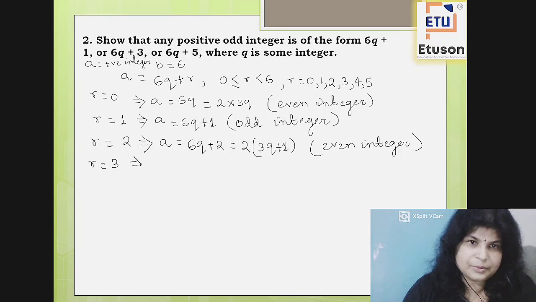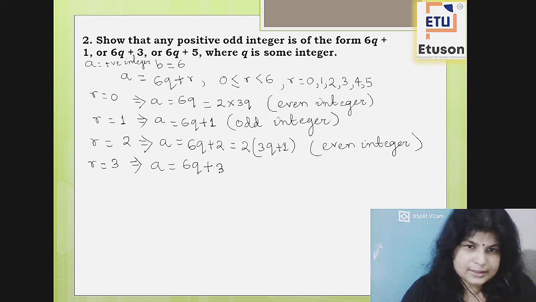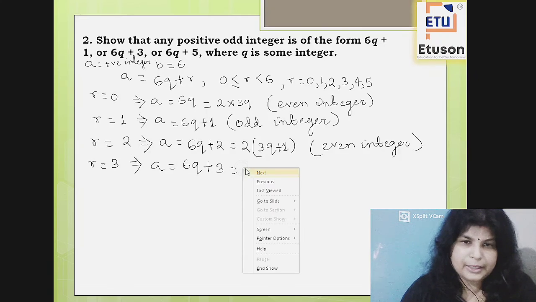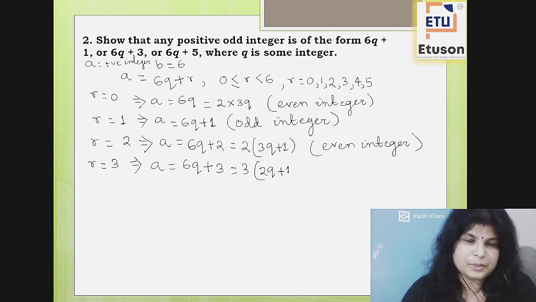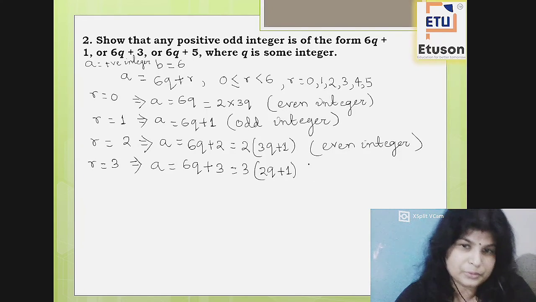Now you take r is equal to 3. If r is equal to 3, then a is equal to 6q plus 3. Here you can take 3 common, so in that case it becomes 3 into 2q plus 1. It's not a factor of 2, so it is not an even integer. It is an odd integer. Correct.